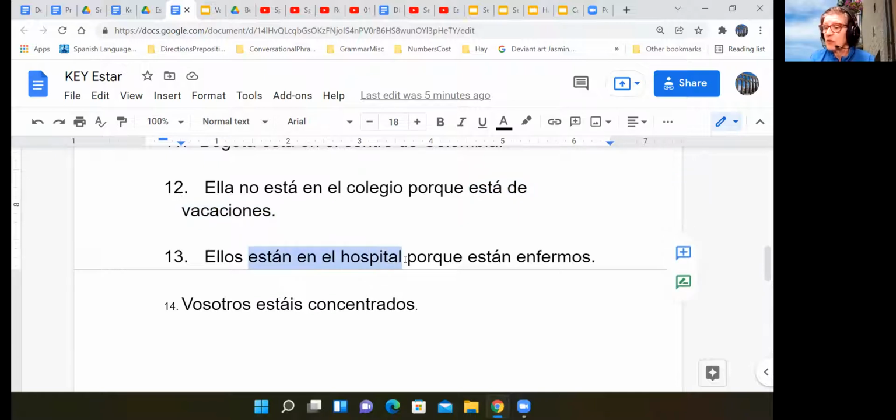Ellos están en el hospital. They are in the hospital. That's location. And then we've got a because están enfermos. They are sick. Sick is temporary, how they feel, health, how they feel. And están en el hospital. They're in the hospital, their location. So for how you feel or where you are, we use estar. Bien? Bien. Okay?